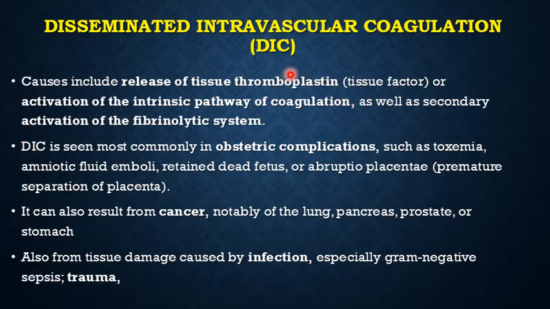In those patients, the tissue thromboplastin is activated, and bleeding is more prominent and profound than the thrombotic phenomena. Most commonly in obstetrics, as I told you, complications such as toxemia, amniotic fluid emboli, retained dead fetus, or abruptio placentae. It might also be associated with some types of cancer, such as lung, pancreas, prostate, or stomach, because of the hypercoagulable status of such cancer patients. Also, it might be due to tissue damage by infection, especially gram-negative septicemia, and trauma.